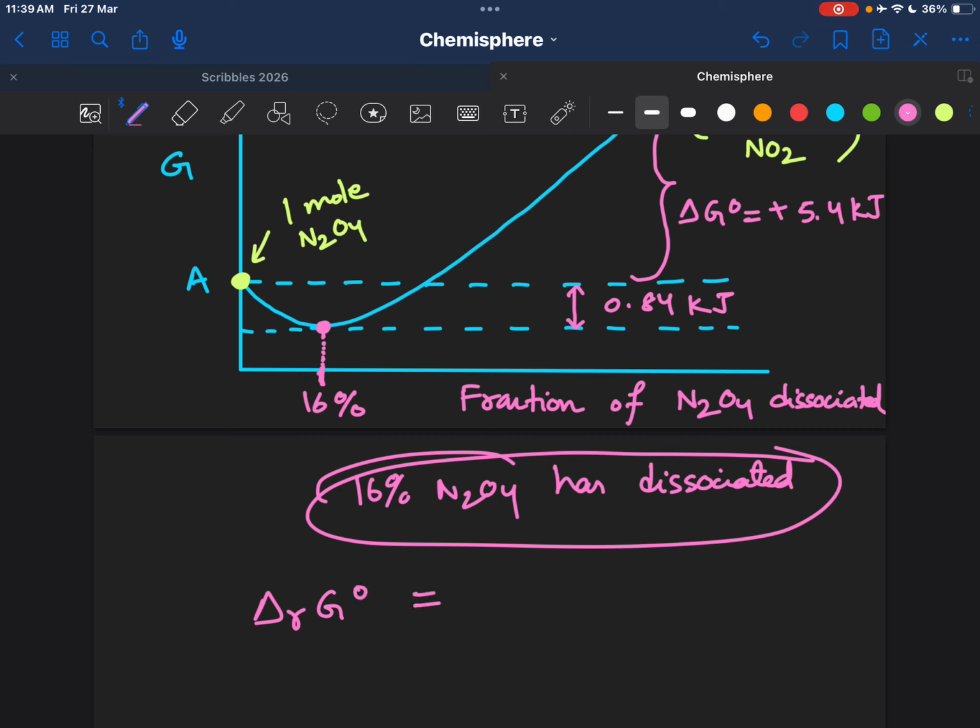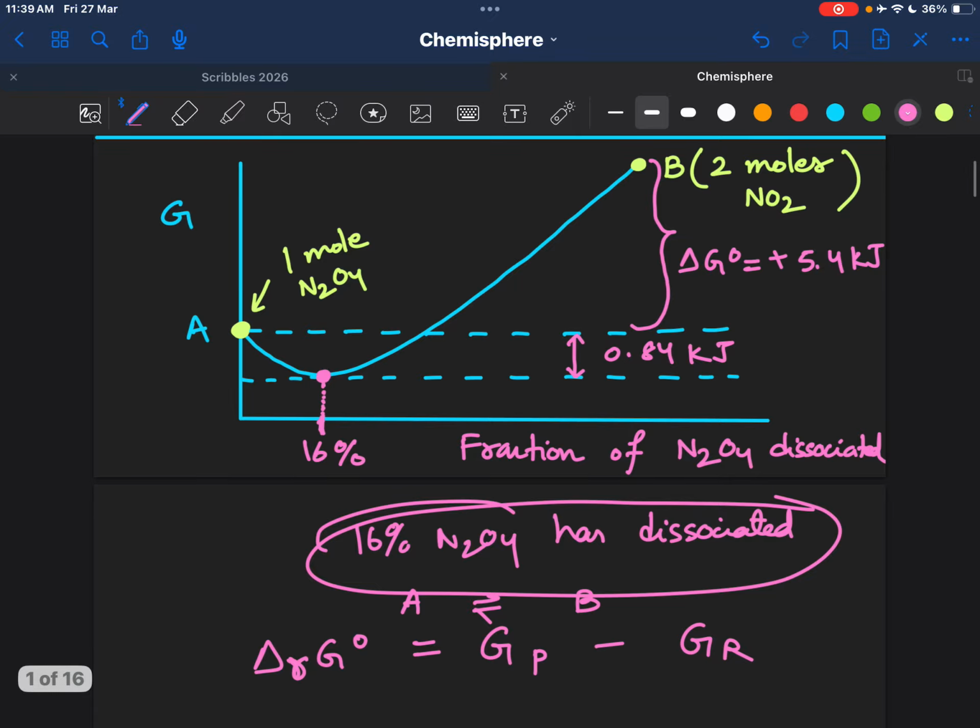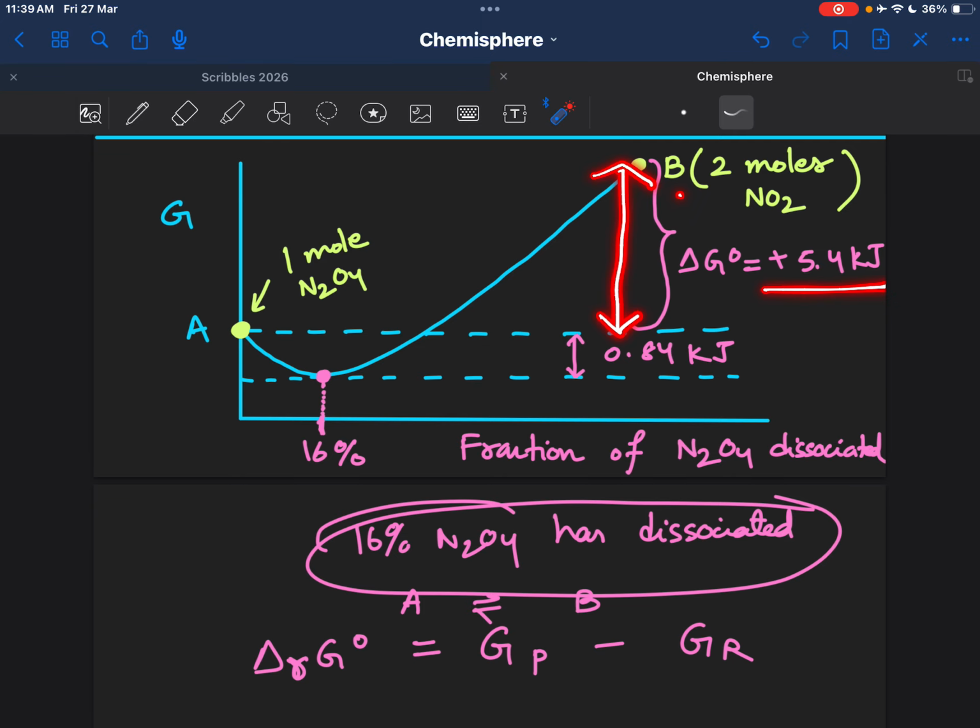So delta R G naught for the reaction is obviously G of product minus G of reactant, because we are assuming that A completely becomes B, or you can say the reactants completely become products. So the G of product minus the G of reactant, this value is 5.4, correct? So this is 5.4, right?